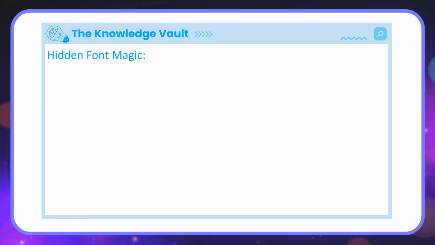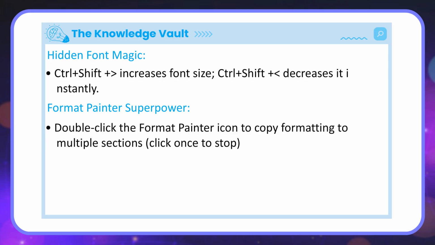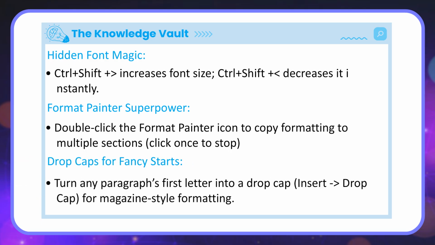The Knowledge Vault. Hidden Font Magic. Ctrl plus Shift plus less than increases font size. Ctrl plus Shift plus greater than decreases it instantly. Format Painter Superpower. Double-click the Format Painter icon to copy formatting to multiple sections. Click once to stop. Drop caps for fancy starts. Turn any paragraph's first letter into a drop cap. Insert, then Drop Cap for magazine-style formatting.